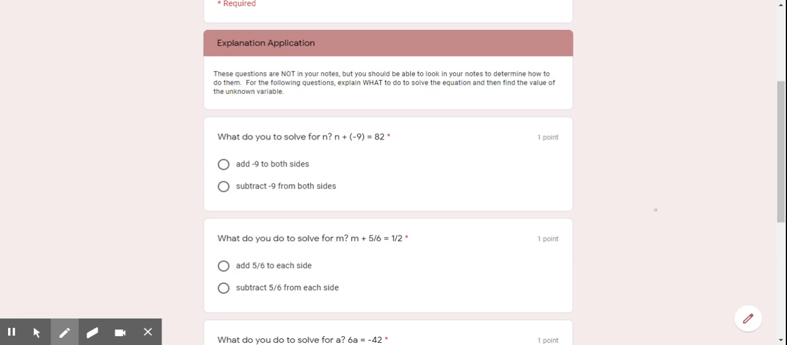So what do we do to solve for n? We have n plus a negative 9 equals 82. So to get this n by itself, what do we need to do? Do we need to add negative 9 to both sides, or do we need to subtract negative 9 from both sides? Okay, look at your notes, see what we need to do.